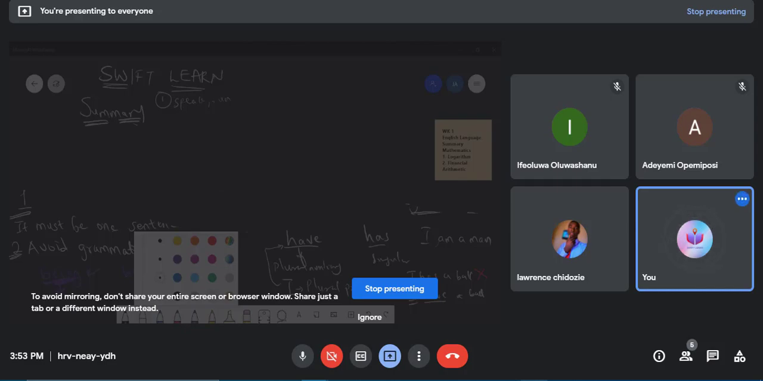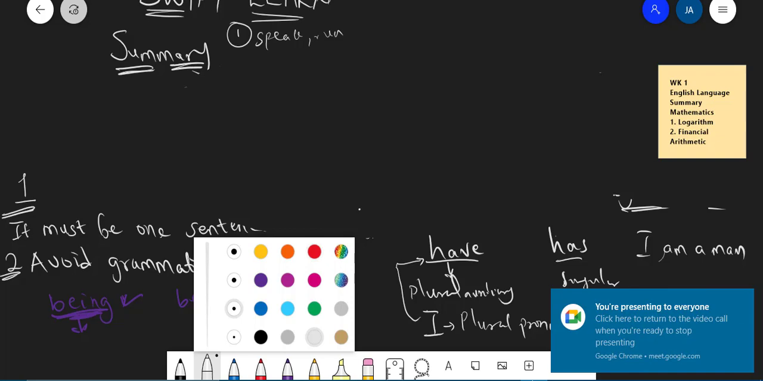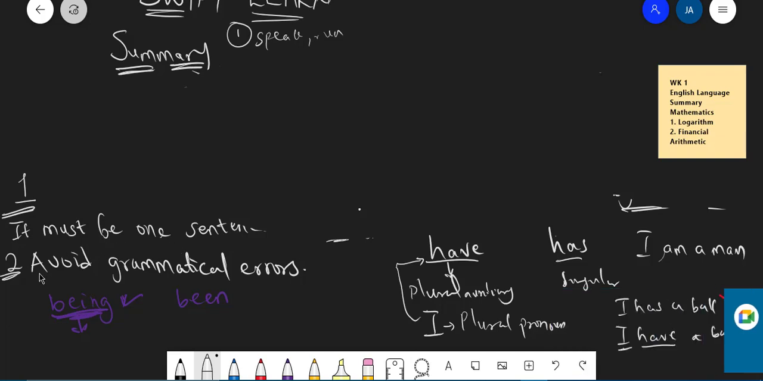Welcome, Lores. So we are doing summary in English. I've given two points already, and I'm on the second point. We talked about it must have a sentence. I've rubbed that off, sorry. It must avoid grammatical errors. So we are talking about British and American English.